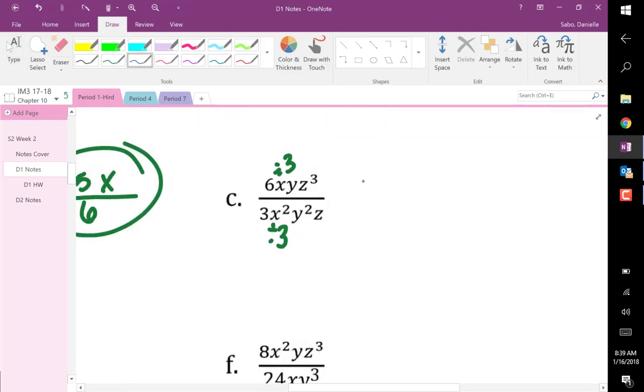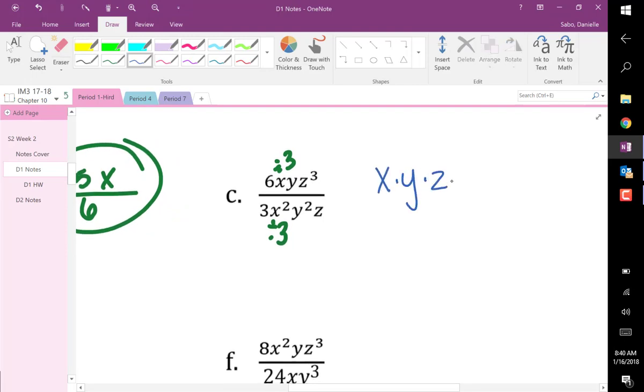Are you guys okay with the numbers? Yeah. Okay, so let's talk about the letters. Really what the top means is x times y times 3 z's, right? Because z cubed means I have z times z times z. On the bottom, it would look like this. So for those that got stuck on this, I would write this all out just so that you understand. This means I have 2 x's. This means I have 2 y's. And I have 1 z.